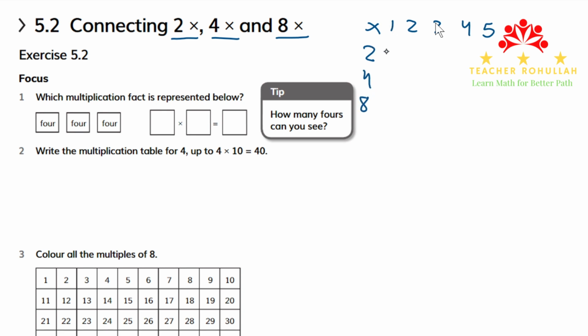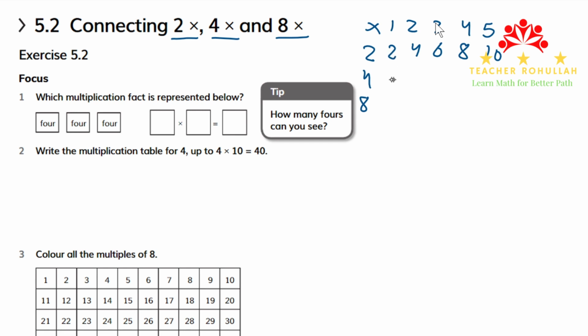We know that 1 times 2 is 2, 2 times 2 is 4, 3 times 2 is 6, 4 times 2 is 8, and 5 times 2 is 10. Now, to get the multiples or the times table of 4, we can simply multiply the times table of 2 by 2. Or I can say we can double the times table of 2 and we will get the times table of 4. For example, 1 times 2 is 2.